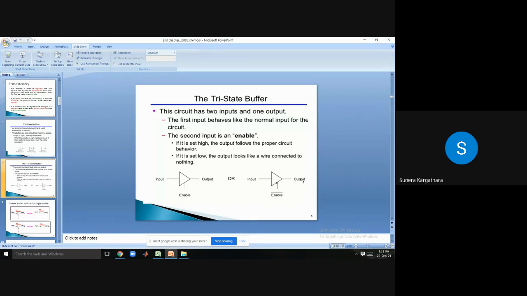Am I communicating, student? Right? So tri-state buffer basically holds the data in terms of your logics, but the necessity is that your enable input should be 1. If it is 0, it will not work, right? It will not work. I hope it is clear, student.